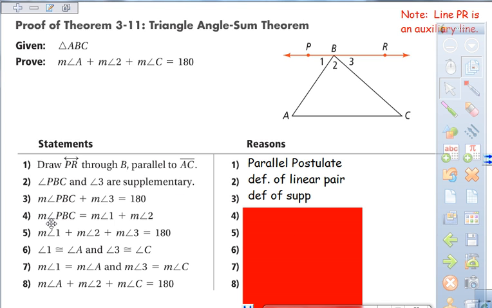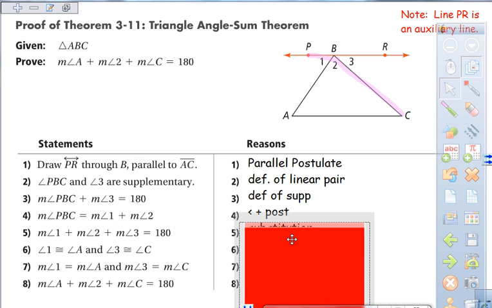And now we're starting with something new. PBC is defined as the measure of angle 1 plus the measure of angle 2. That reminded me of my picture. If I look up here at my picture, the angle in question is this pink angle, and it's defined as 1 plus 2. So it looks like we're saying the big angle adds up to the two small angles, and we're defining what angle PBC is equal to. So that's going to be the angle addition postulate.